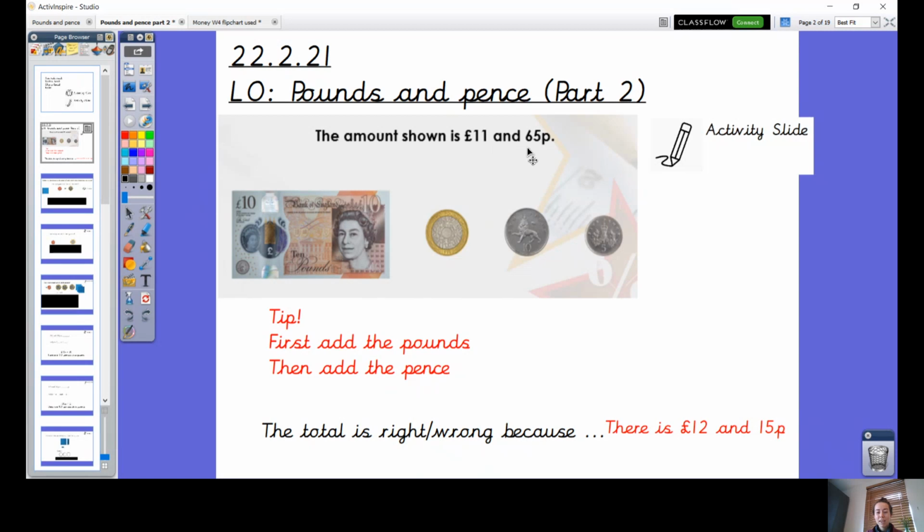Now, I can see now that this statement is wrong, is incorrect. So in your sentence, you should have written the total is wrong because there is £12 and 15 pence. Well done if you got that correct today.